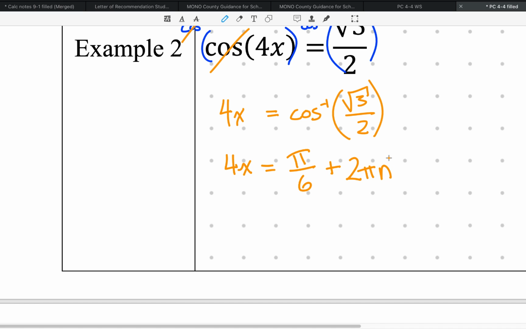Good, yes. We have to put that plus 2 pi n. But this is the change from our last example. We're not done because we have not solved for x. We've solved for 4x. So let's solve for x.